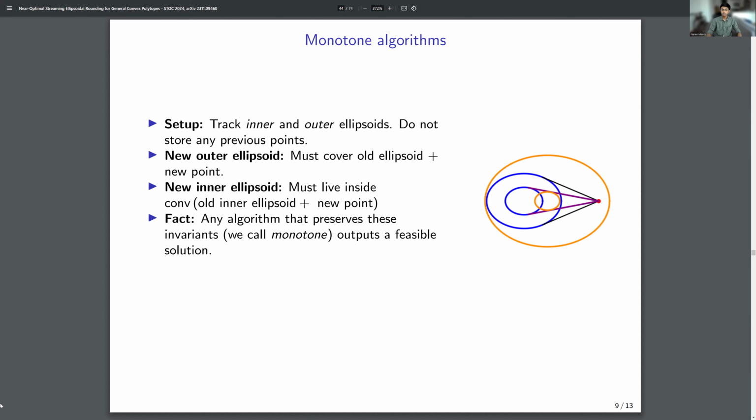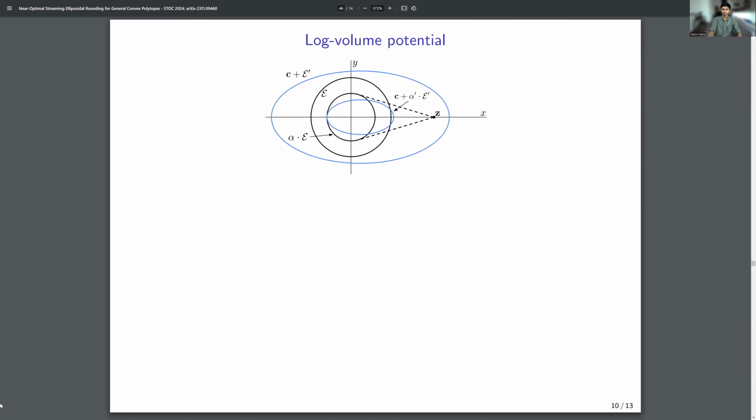Now any algorithm that obeys these invariants, we'll call a monotone algorithm. It's easy to see by an induction argument that this will output a feasible solution, meaning that at the very end, the pair of ellipsoids will inscribe and circumscribe the convex hull of the points that lived in the stream. With all this in hand, it's now enough to find a monotone algorithm such that the evolution of its approximation factor is something reasonable that we can handle. And that's the subject of the next slide.